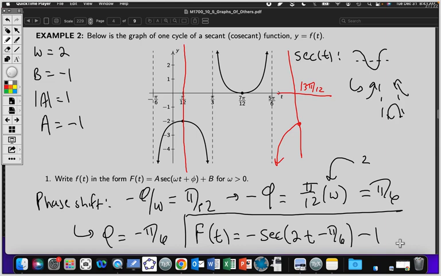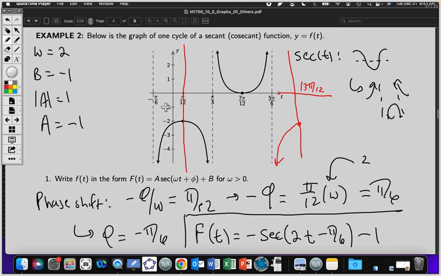We could plug in the points. So let's plug in, for example, over here we'll plug in the pi over 12. 2 times pi over 12 is pi over 6. Pi over 6 minus pi over 6 is 0. Secant of 0 is 1, times negative 1, minus 1. That gets us to negative 2.